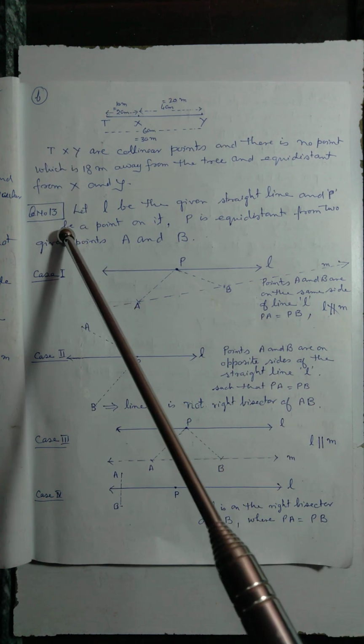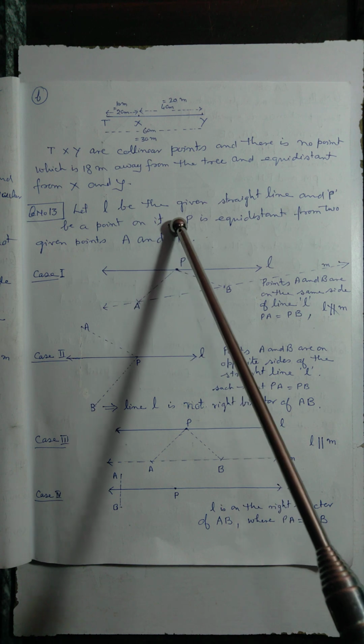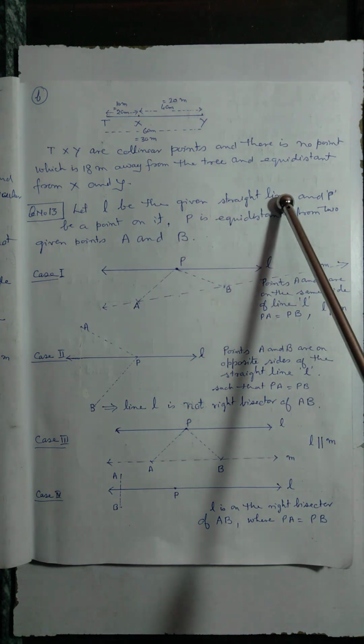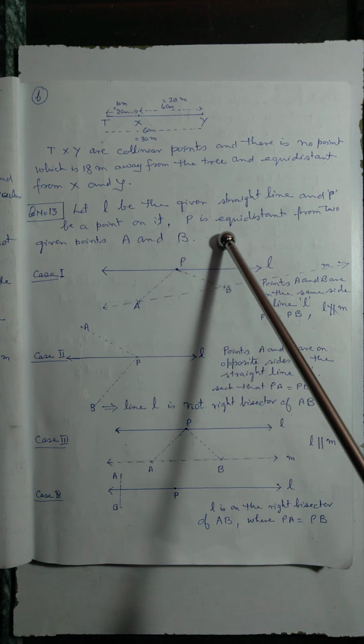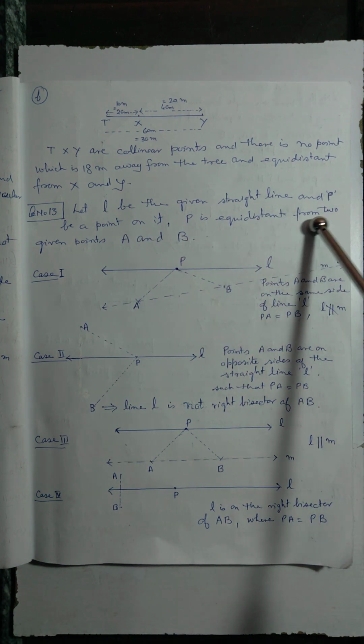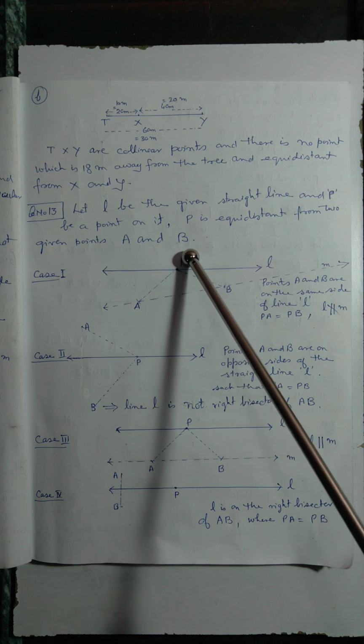See the question number 13. Let L be the given straight line and P be a point on it. P is equidistant from two given points A and B.